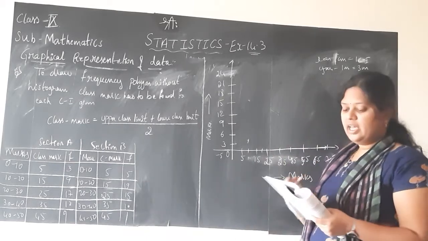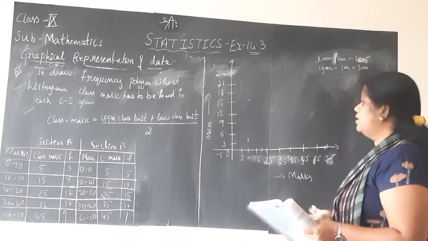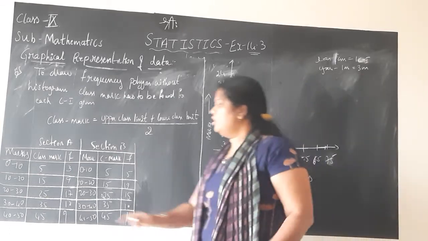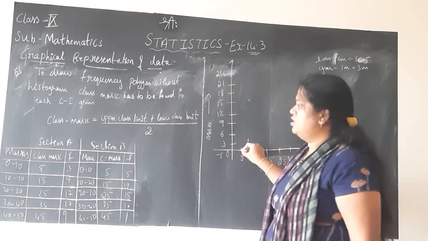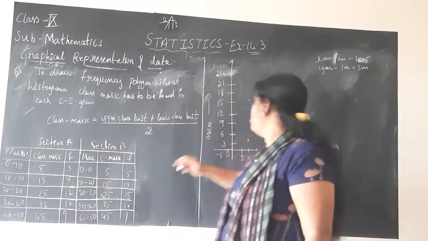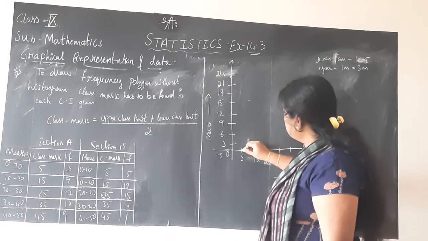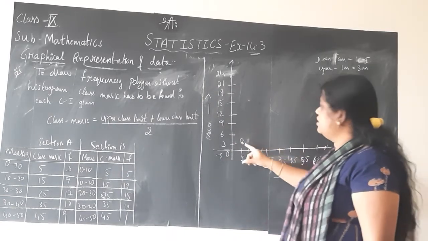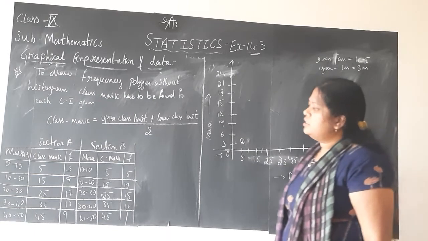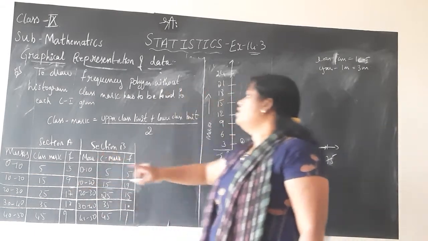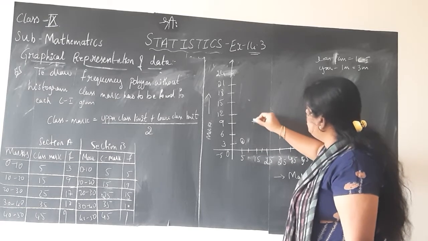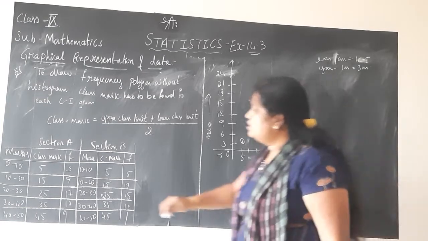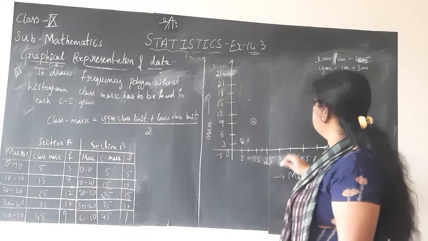So in section A, we will take the class mark. Here we have to look at this class mark. Class mark 5, children, what is the frequency? It is 3. So for class mark 5, 3, and you will mark here. Next, class mark 15, for 9. 15 is here. Take 1 centimeter. 9 done. Next for class mark 25, it is 17.